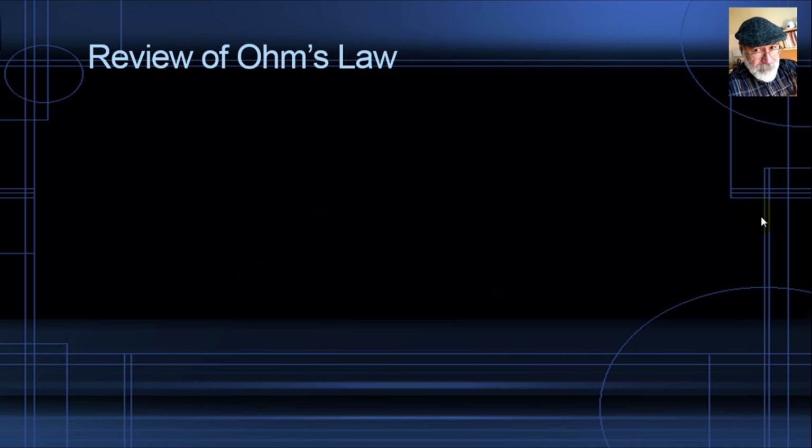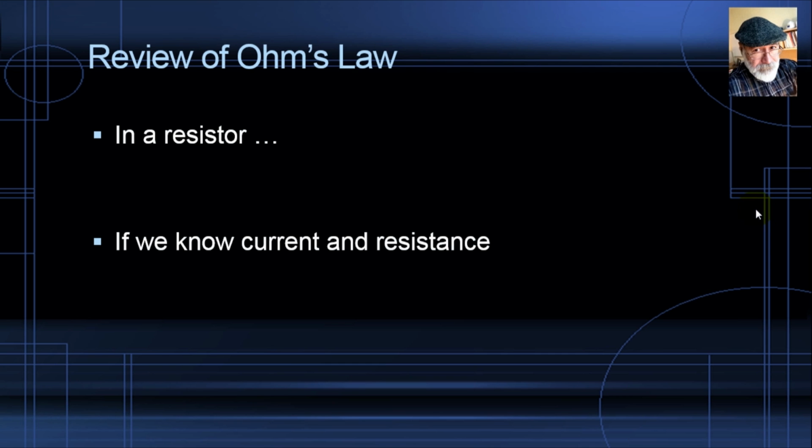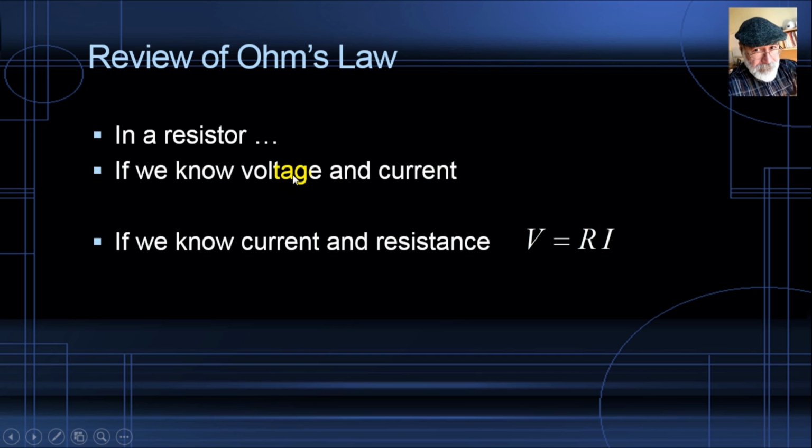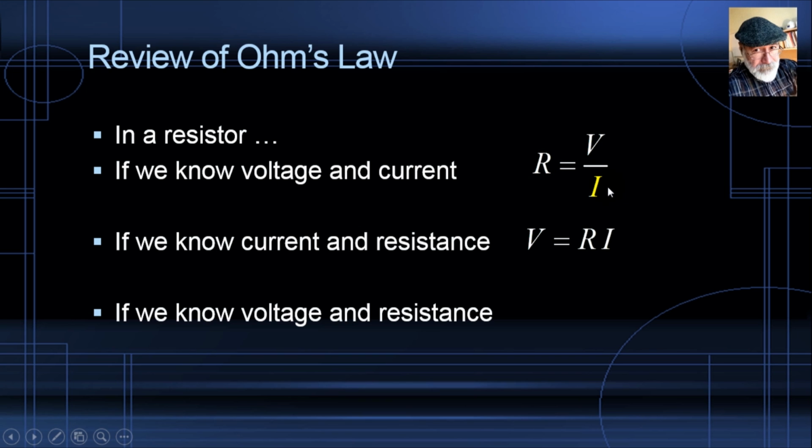We commence with a review of Ohm's law. In a resistor, if we know the current and the resistance, we can compute the voltage like that. Ri is the voltage in the resistor. But if what we know is the voltage and the current, we can compute the value of the resistor's resistance. R is V over I. And finally, if we know the voltage and the resistance, we can determine the current as V over R.